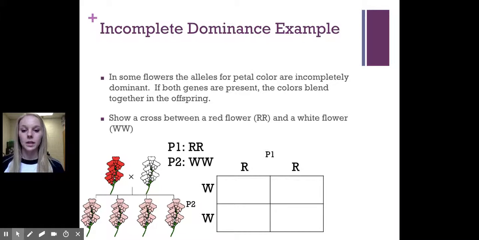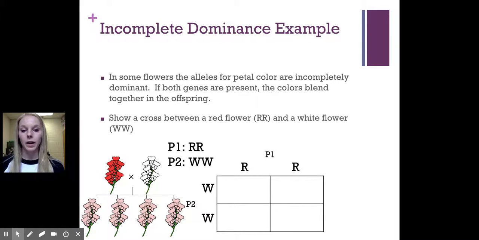So here's our example. In some flowers, the alleles for petal color are incompletely dominant. If both genes are present, the colors blend together in the offspring. So we're going to show a cross between a red flower and a white flower. Here we use two different alleles. So for parent 1, our red flower is big R, big R, and for parent 2, our white flower is big W, big W. This is because they're completely different.